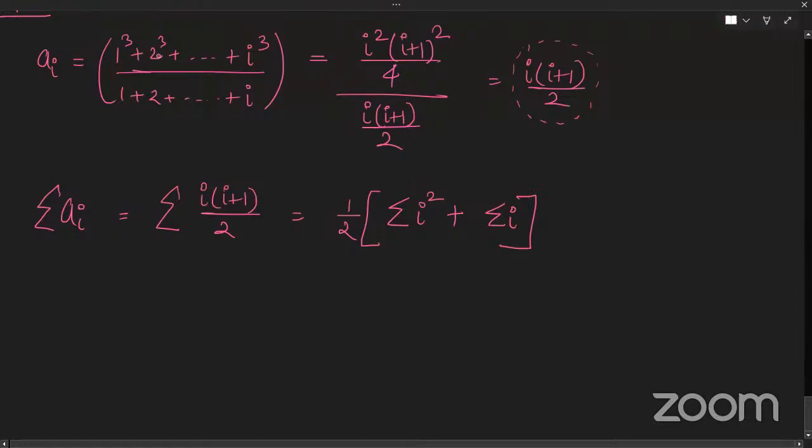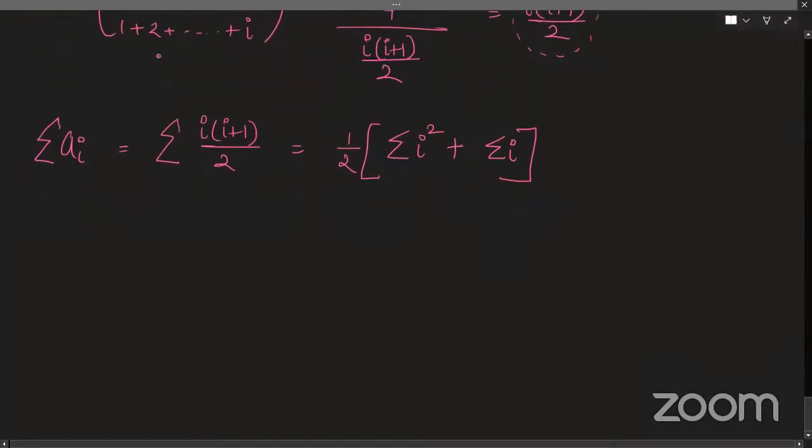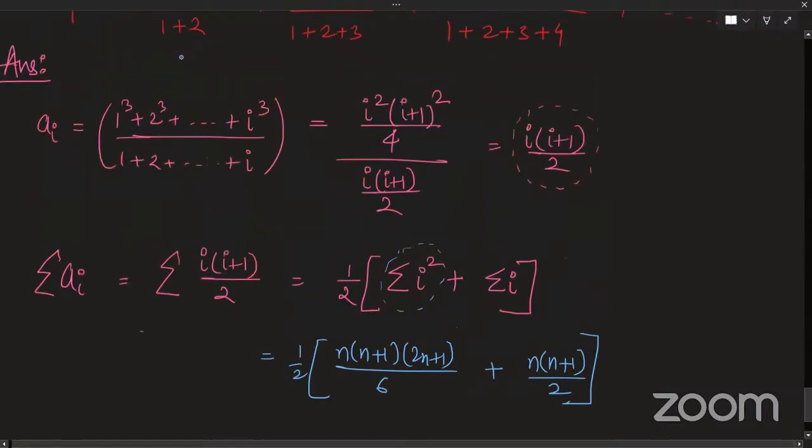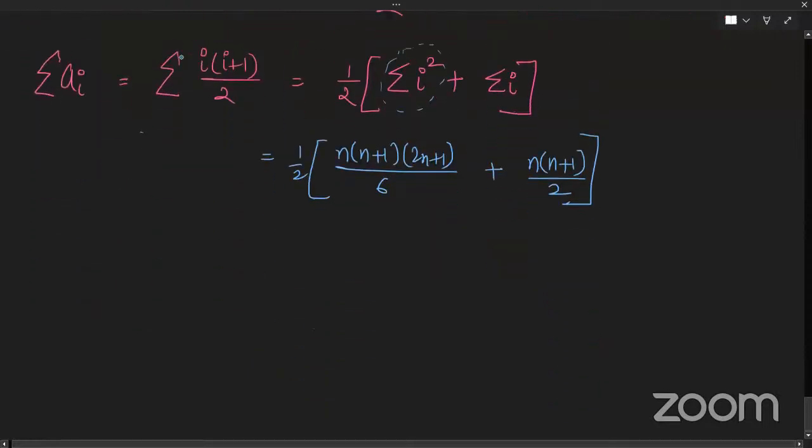So how do we do it? Half into what is the first term? Sum of the first n squares: n into n plus 1 into 2n plus 1 by 6. Correct? The second one is n into n plus 1 by 2. Correct? Okay, great.